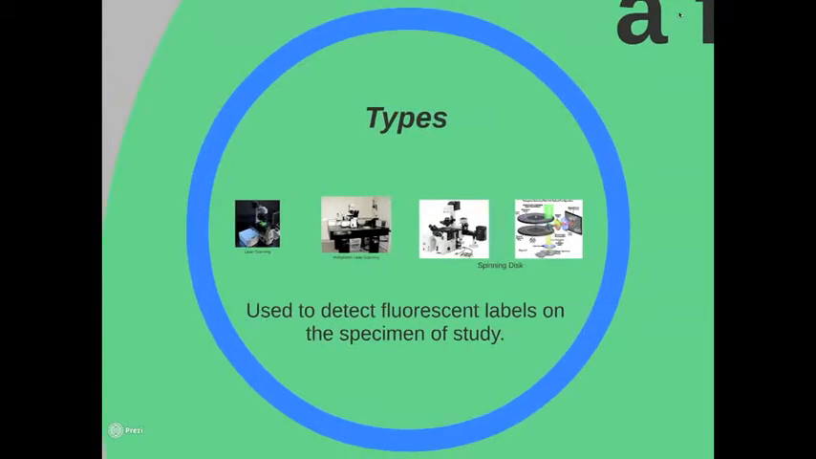They all look pretty similar from these pictures and from the outside, but each functions slightly differently. No matter what type it is though, confocal microscopes are used to detect fluorescent labels on parts of a specimen of study. To get more information, we asked an NC State graduate student some questions about confocal microscopes.